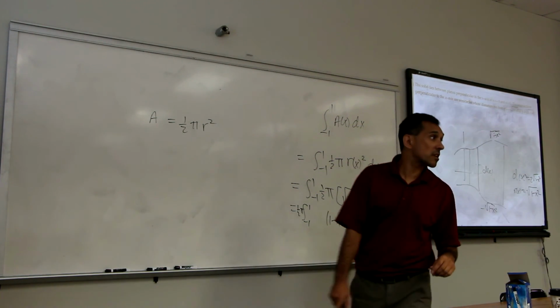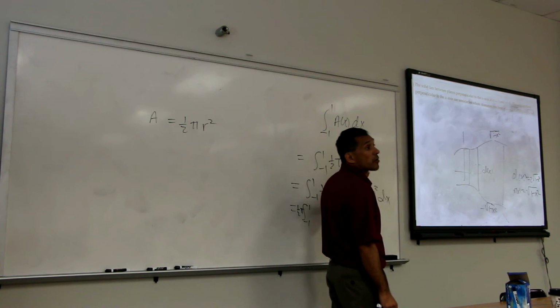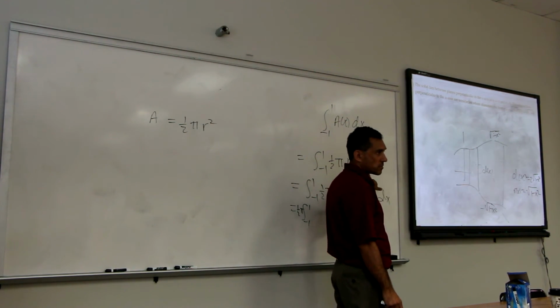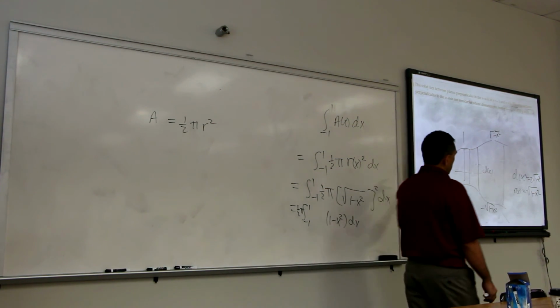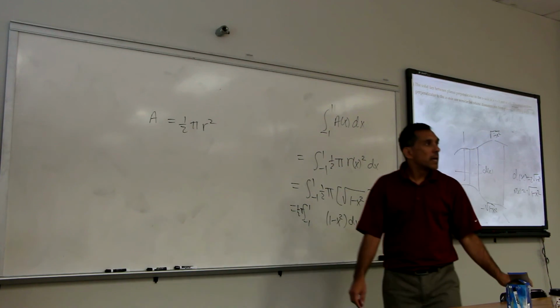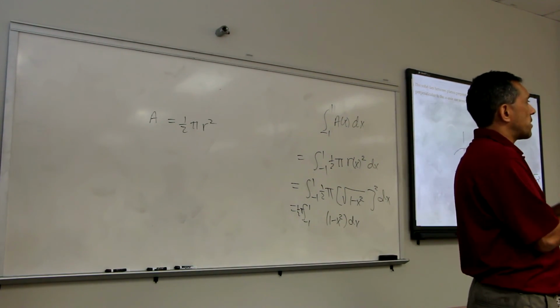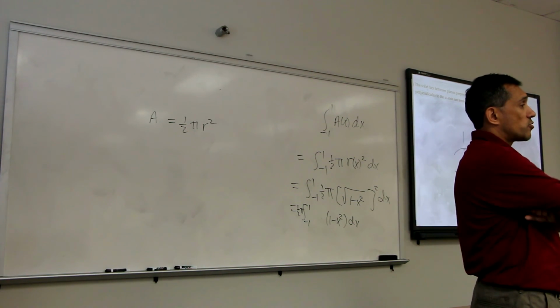What's the area of a semicircle? Half pi r squared. So I have to find the radius as a function of x. That will leave the volume problem alone now. Let us move to the next problem.